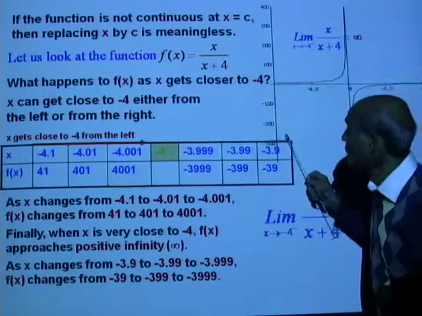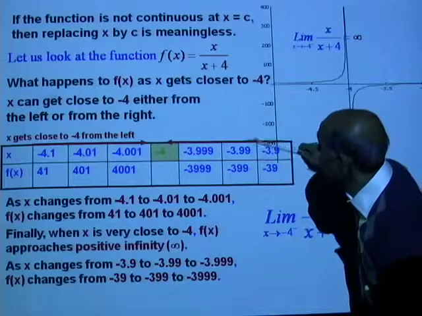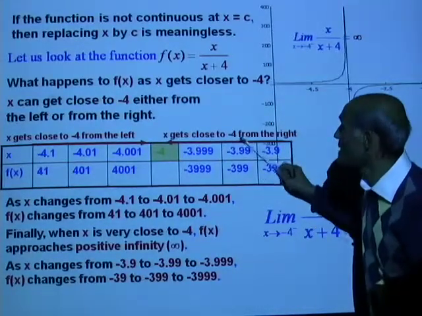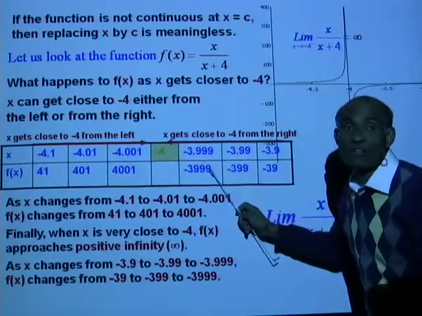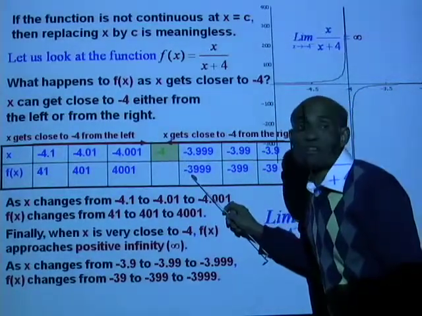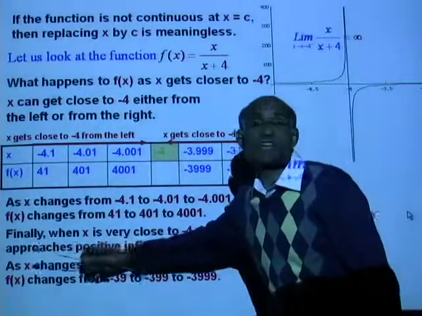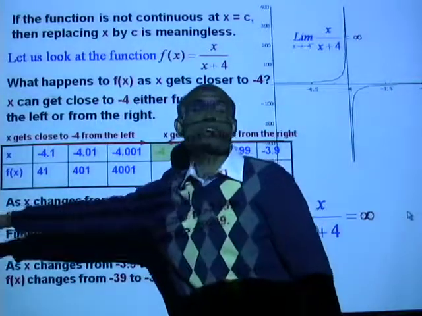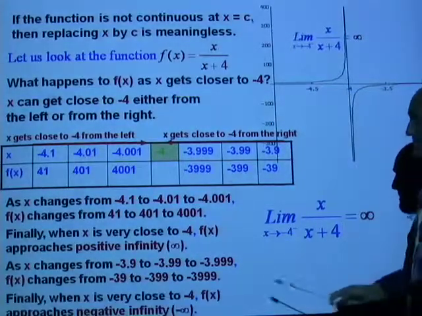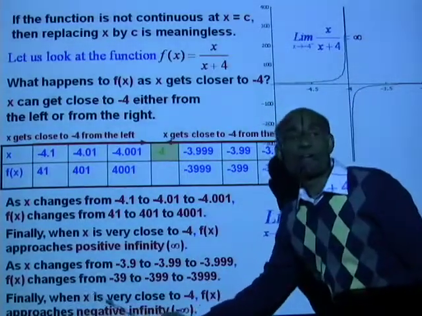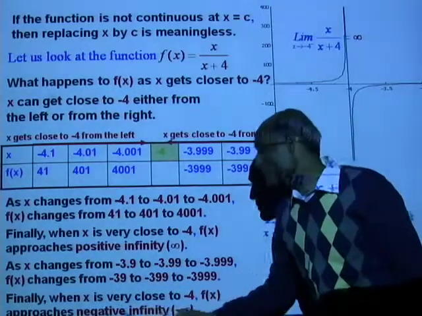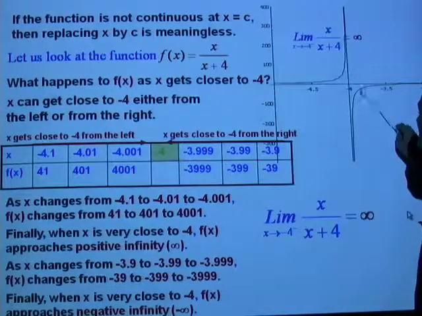That means as x gets closer and closer to negative 4 from the left, the function output goes to where? Negative 3,900, negative 39,000, negative 390,000. It will go to negative infinity. That's right. So finally, when x is very close to negative 4, f of x approaches negative infinity.